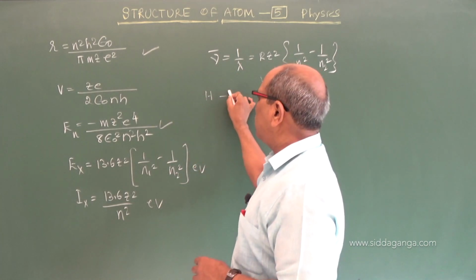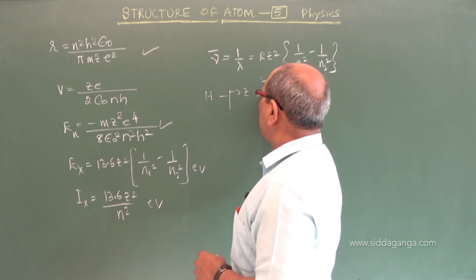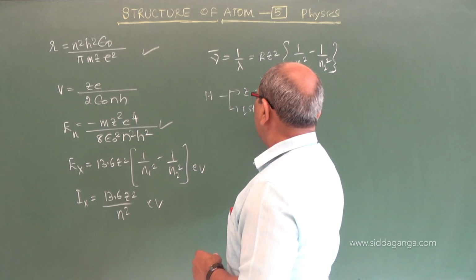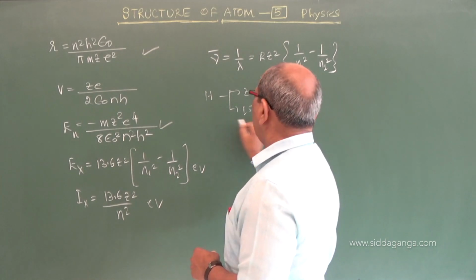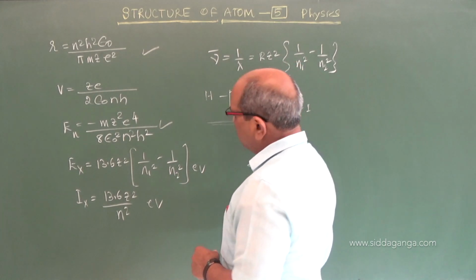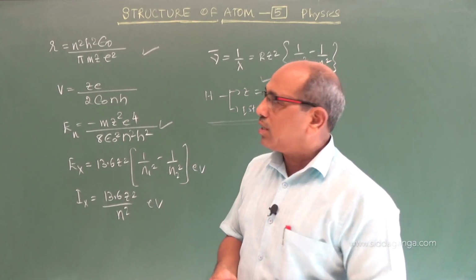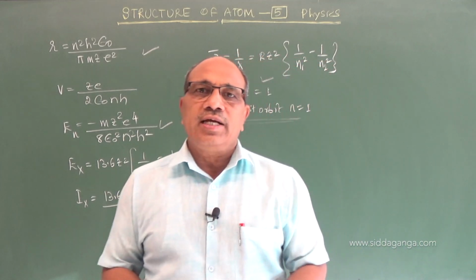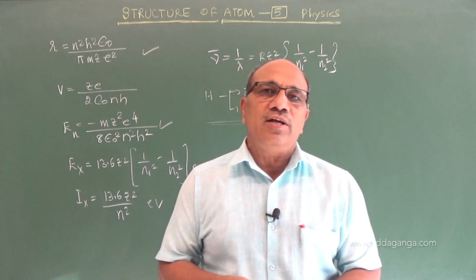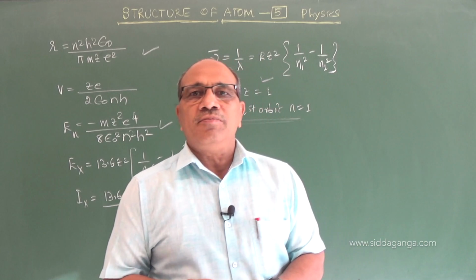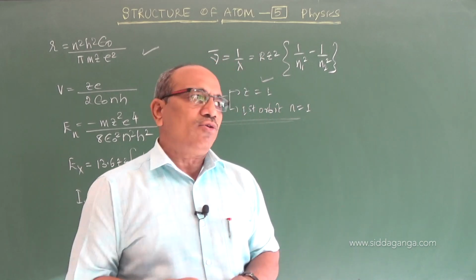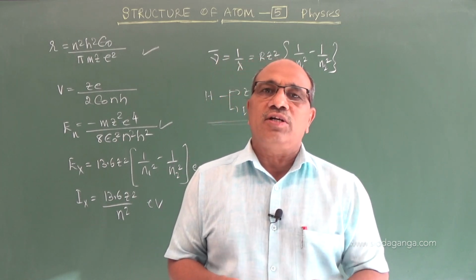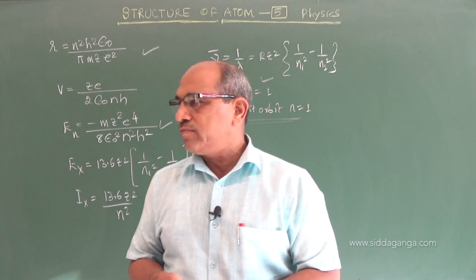For the hydrogen atom, Z is equal to 1, and n is the orbit number, first orbit n equal to 1. Don't forget to write this when it comes to hydrogen. We are talking about hydrogenic or hydrogen-like atoms. Z may be any value, any element's atom, but it should have only one electron in the orbit. Then we call such atoms hydrogenic atoms or hydrogen-like atoms.